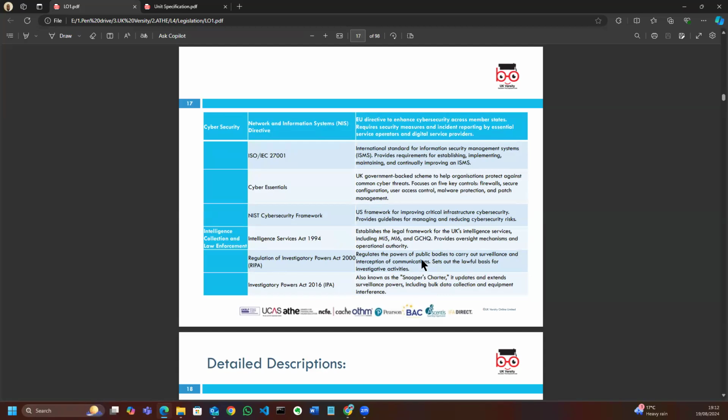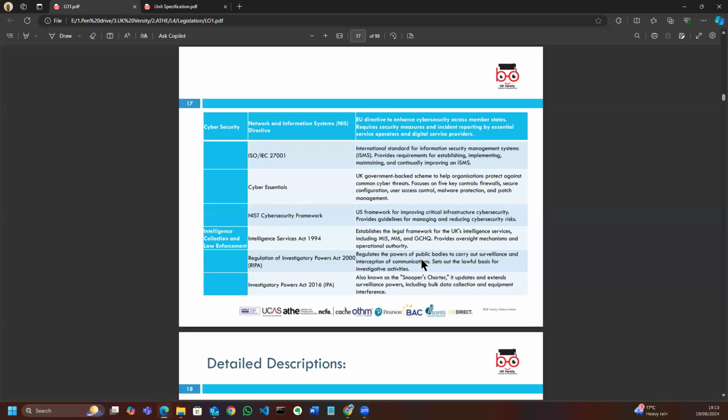When it comes to cybersecurity, we have ISO and IEC 27001. So we are now looking into international standards for information security management systems. What they are going to do is provide requirements for establishing, implementing, maintaining, and continually improving an ISMS.